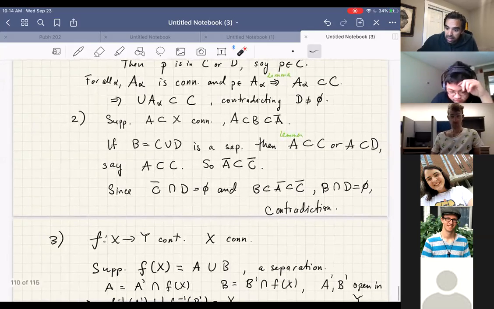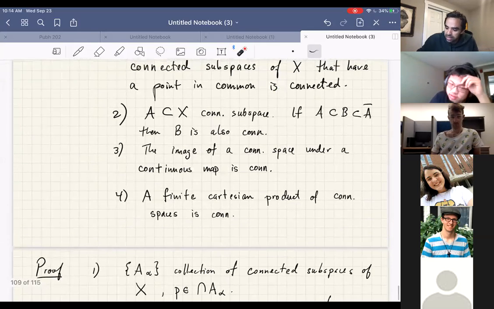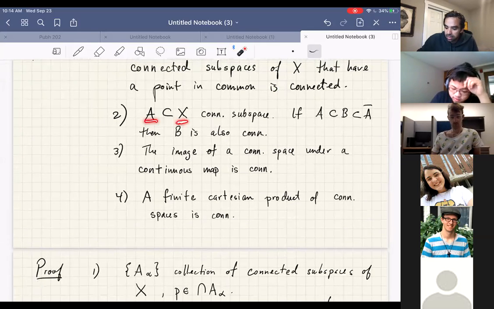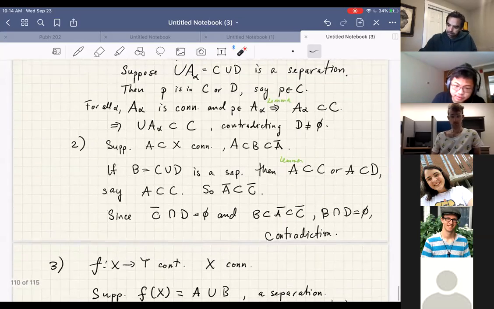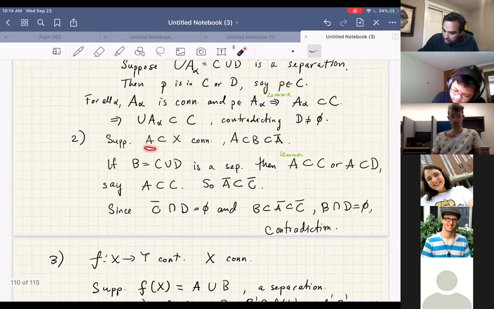Okay, let's prove the second claim. Remember what the second claim was? If A is a connected subspace of X, and I add some of its limit points to A, that's B. B contains A and some of its limit points, then B will also be connected. So let's prove this. Suppose A is a connected subspace of X, and suppose we have B sitting inside the closure of A, containing A.